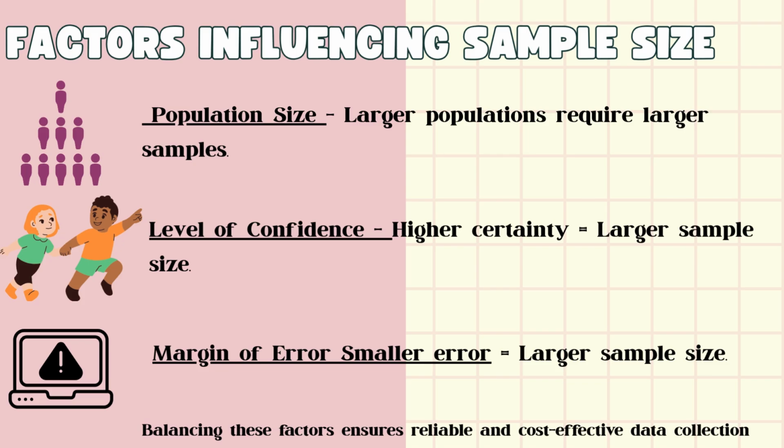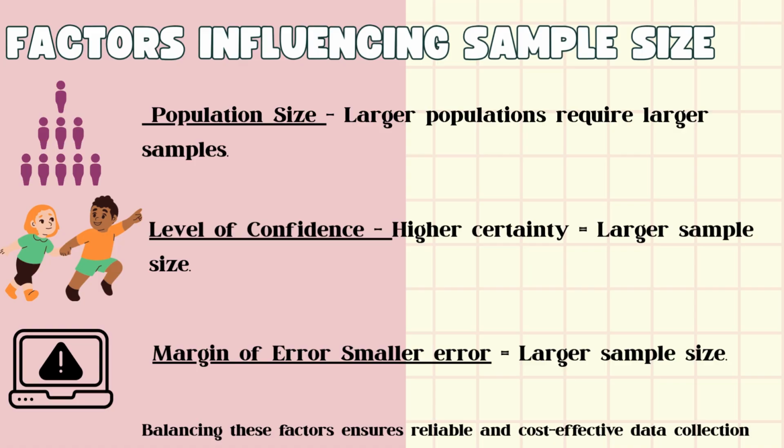The margin of error, also known as the acceptable sampling error, is a key factor that influences the sample size in a study. It tells us how much we can trust the results of a survey. The margin of error helps us to understand the range of possible true values.